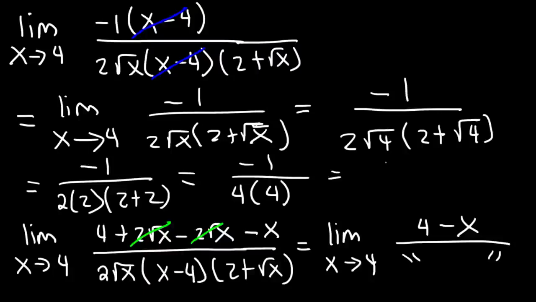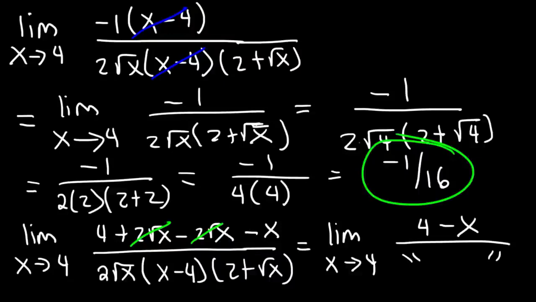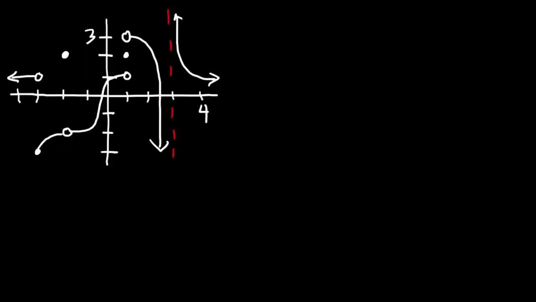And 4 times 4 is 16. So the final answer is negative 1 divided by 16. And so that's going to be the limit. Now let's talk about how to evaluate limits graphically. So let's say if we want to calculate the limit as x approaches negative 3 from the left side.